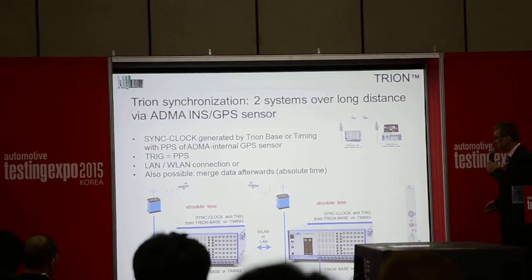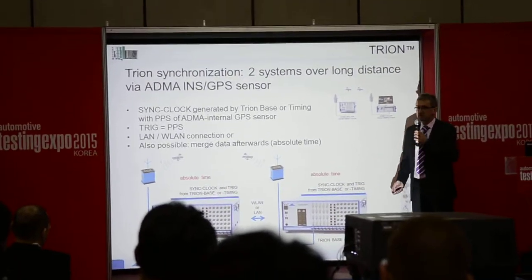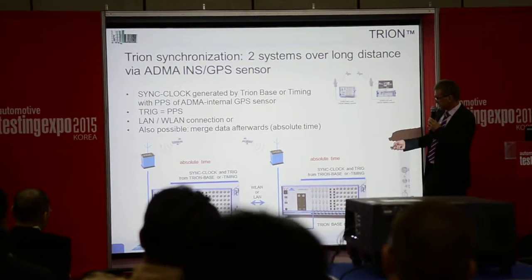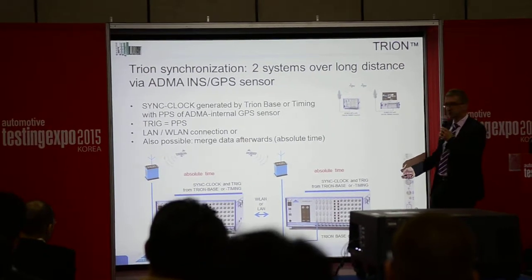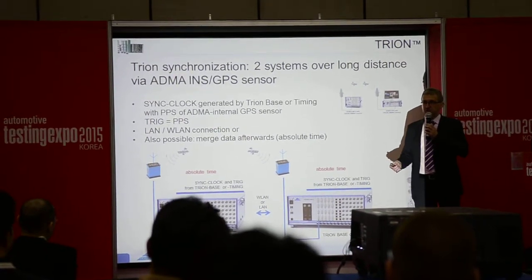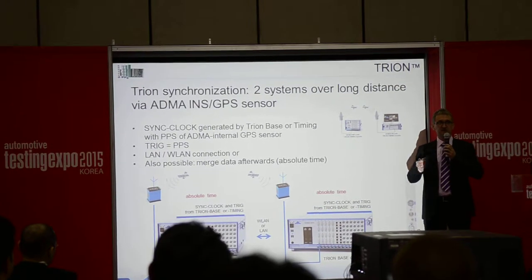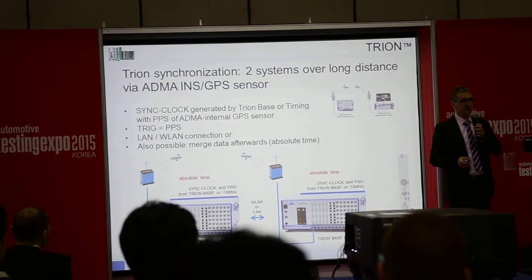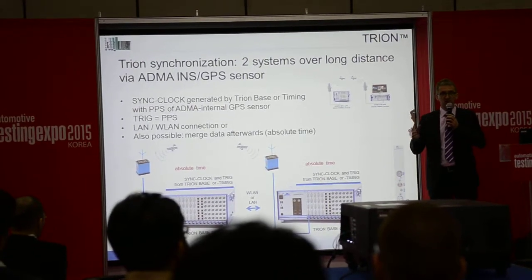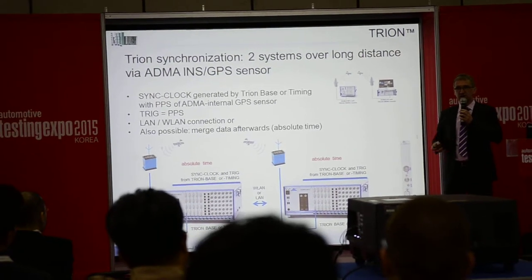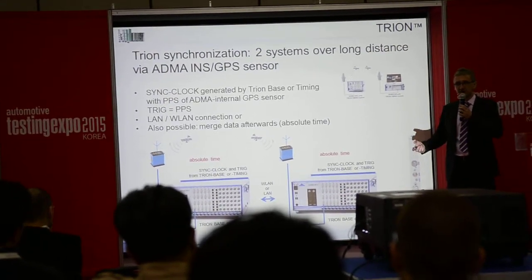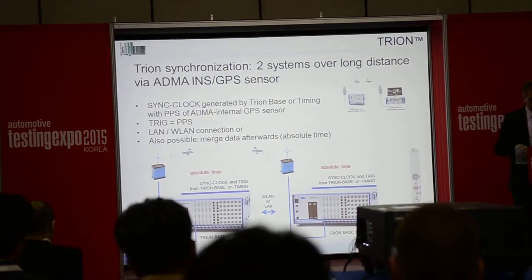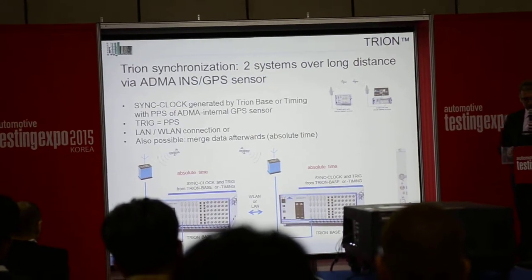We do the same here, and how the trigger is created is very simple. We just use the PPS to create this trigger. And that means that these systems always start their acquisition at the full second. And since we know it started at the full second and we have absolute time here and here, it is very easy for us later on to combine and merge the data. If we have an online data link, like Wi-Fi for example, this data can even be merged online during driving, right during the testing.